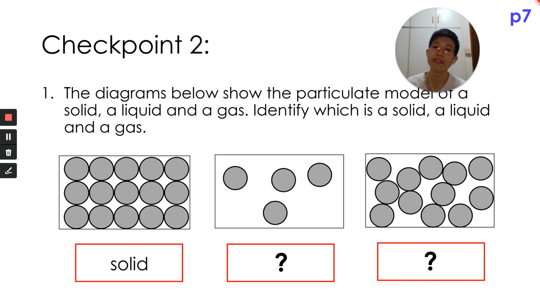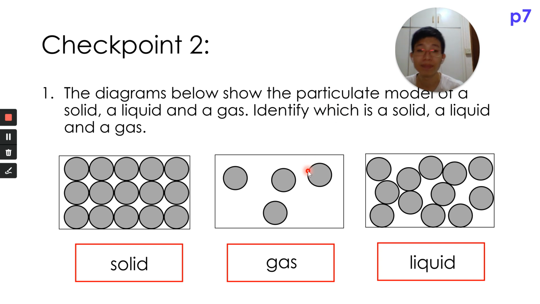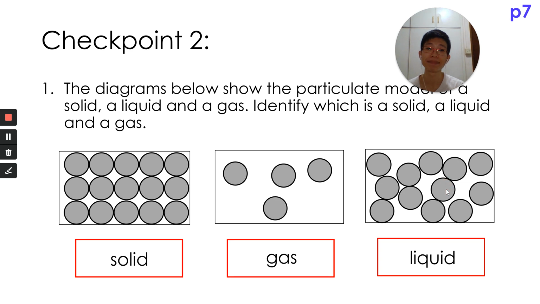Okay, so the first one should be solid. It's because solids are orderly placed and very close to each other. The next one, in the middle, is a gas. This is because gas particles are very far apart from one another and randomly placed. For liquid, the last one, they are quite close to each other as compared to gas and they are randomly placed. So this is how you can identify a solid, gas, and liquid particles model based on how the diagram is represented.